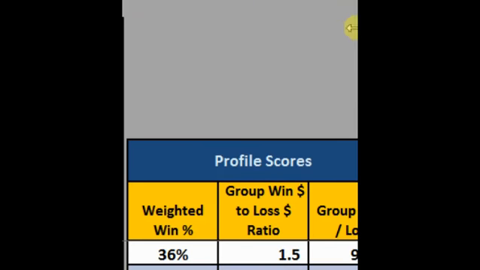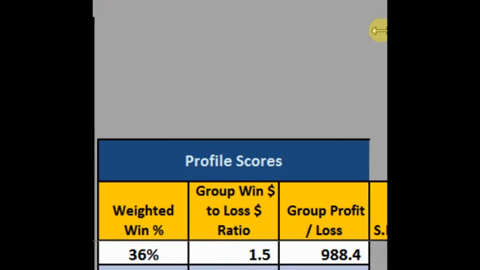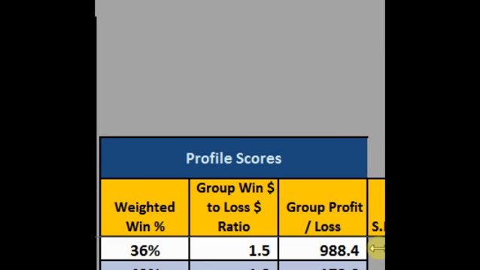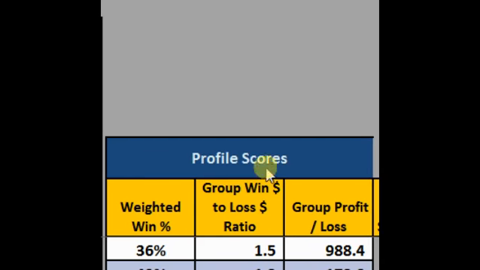This overall trade though, this micro trade, let's call it, within my overall defined rules of engagement, did show a 36% chance of winning, with a win-to-loss ratio of 1.5, meaning that I win 50% more than I lose, and the total year-to-date profit for this particular micro trading strategy has been $988.